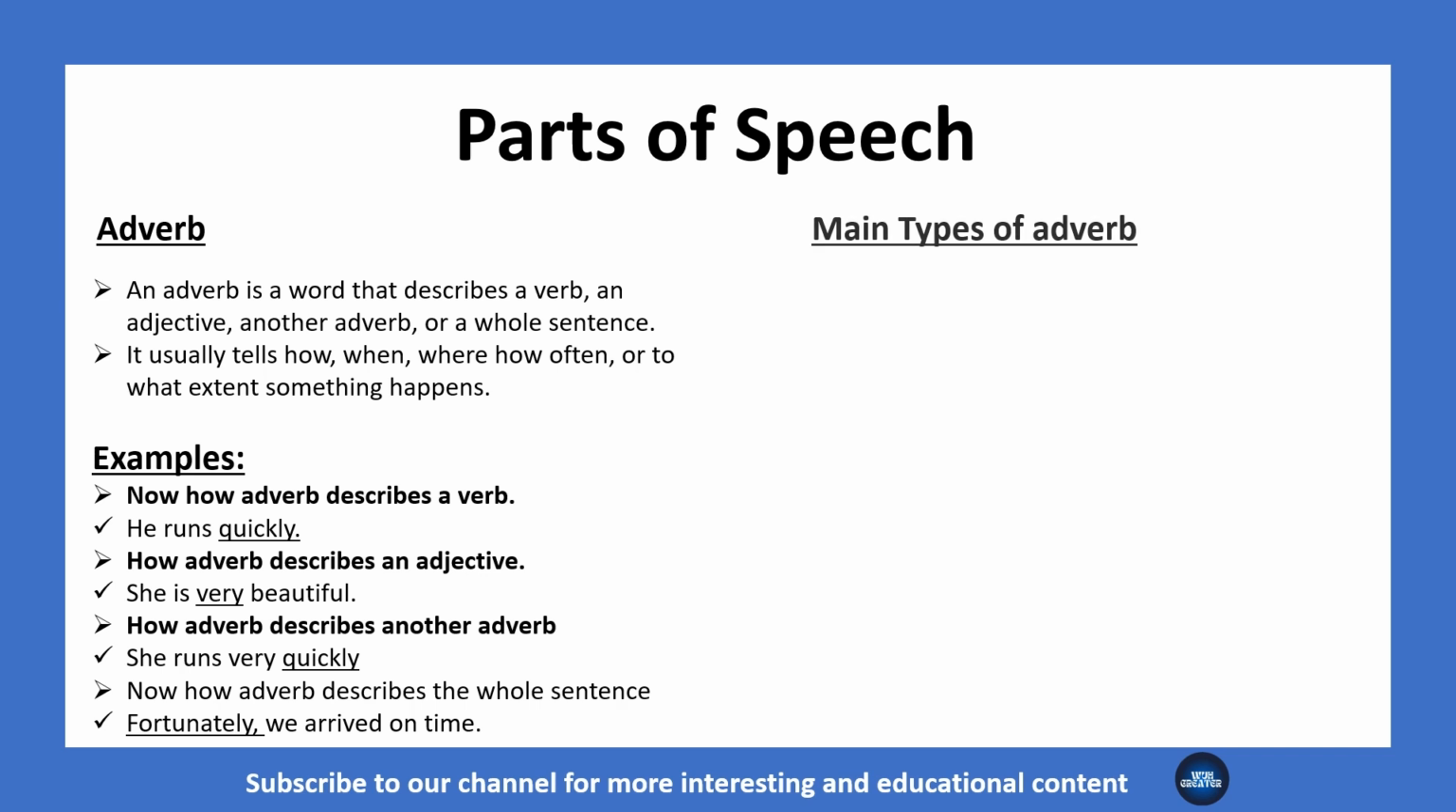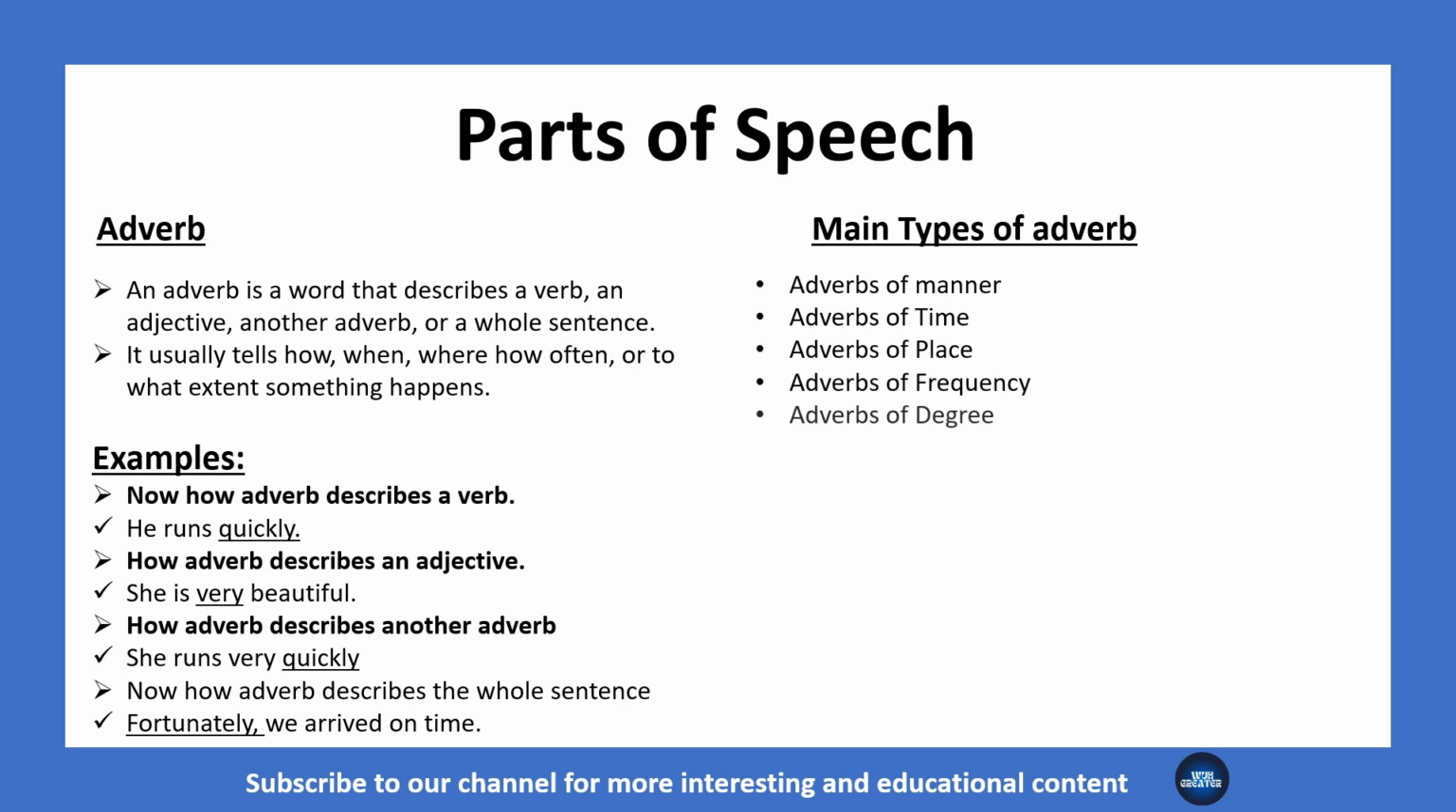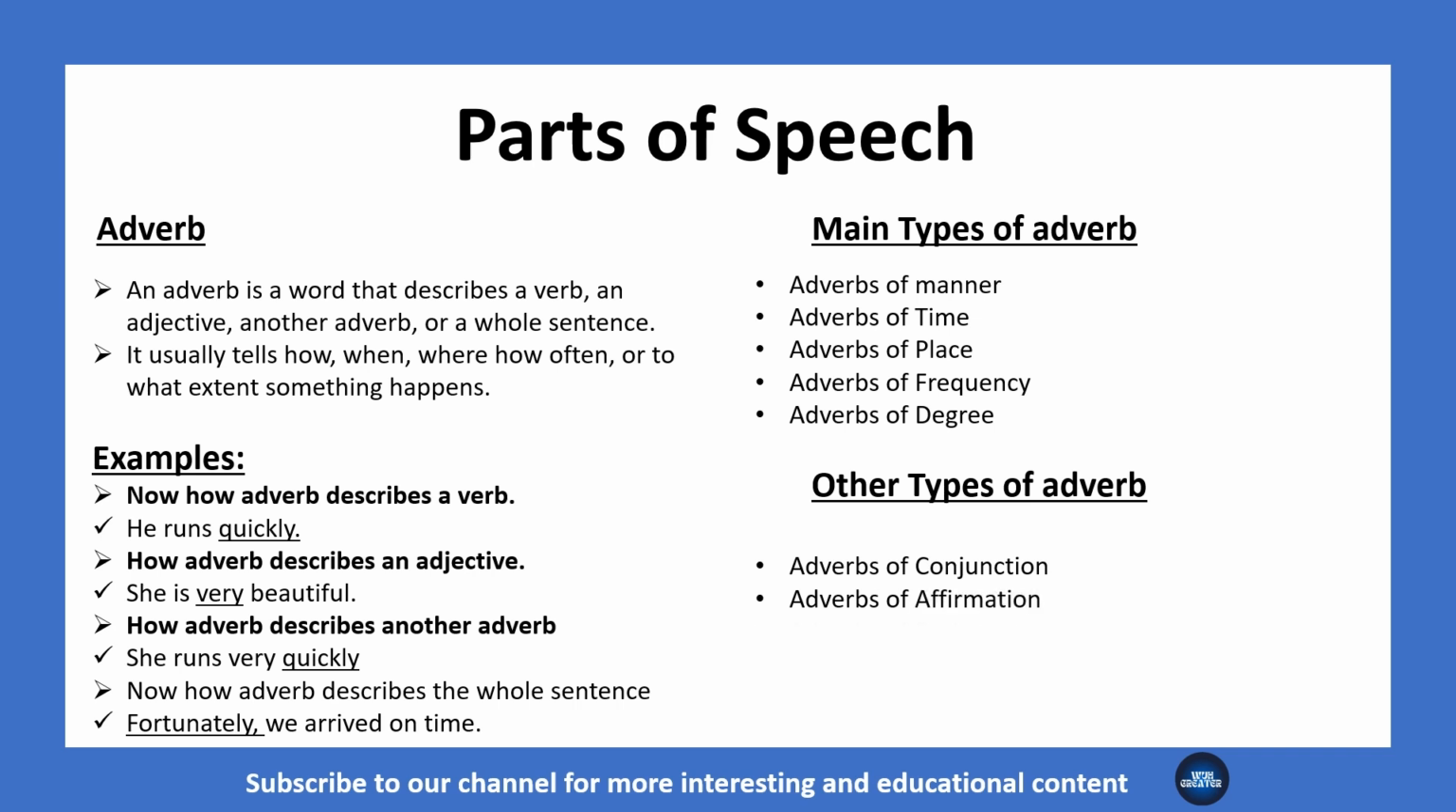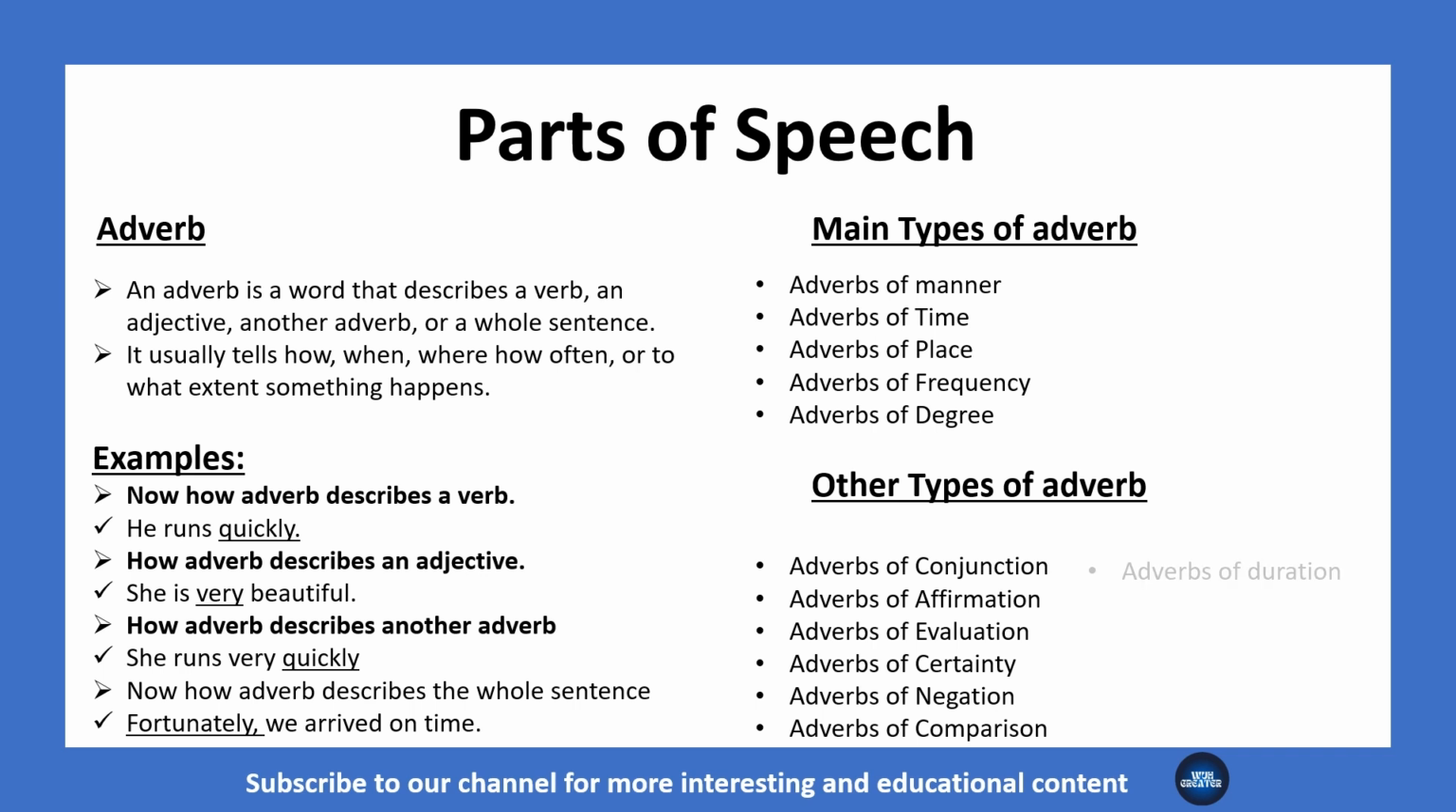The main types of adverbs are: adverbs of manner, adverbs of time, adverbs of place, adverbs of frequency, adverbs of degree. Some other types are: adverbs of conjunction, adverbs of affirmation, adverbs of evaluation, adverbs of certainty, adverbs of negation, adverbs of comparison, adverbs of duration, adverbs of sequence. It was types of adverbs. In our upcoming videos we will discuss all of them in detail.